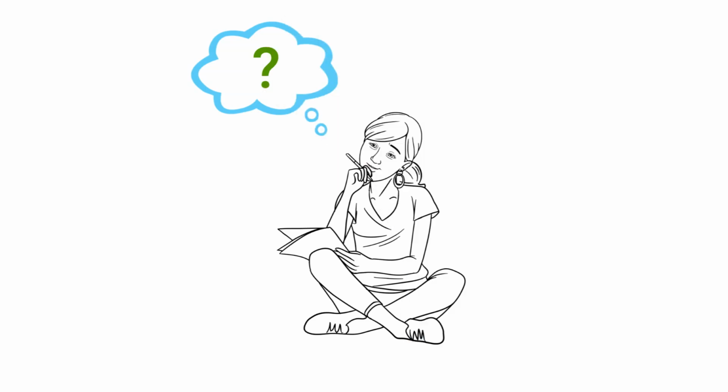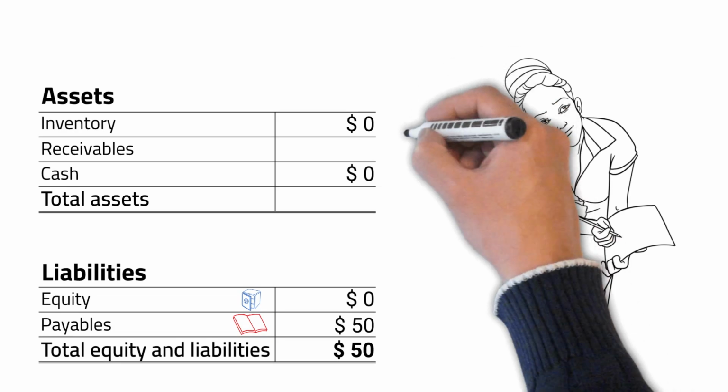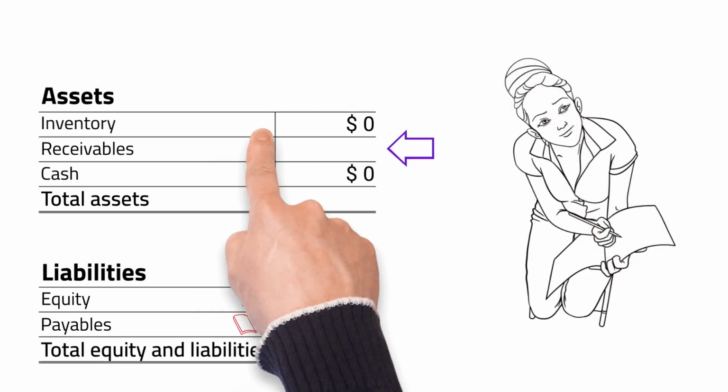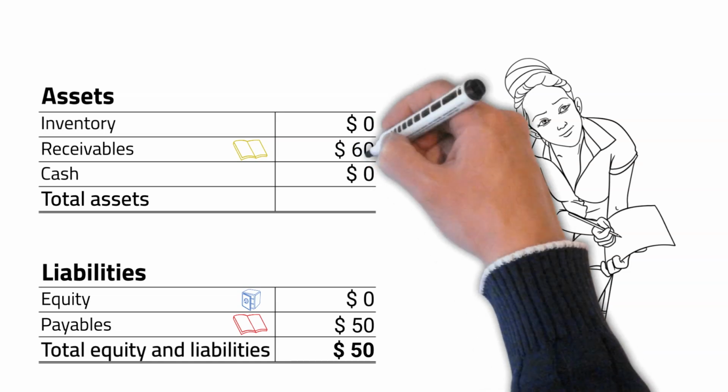Well, it's a very good question. Let's take this one step further. Normally, the purpose of the business is to generate profits. Imagine you bought the apples on credit for $50 but sold them for $60, also on credit. How will the balance sheet look now?